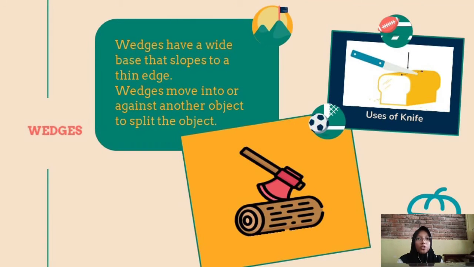And second is wedges. Wedges have a wide base that slopes to a thin edge, and the wedge is moved into or against another object to split the object. A downward force is applied to the thick end of the wedge, and the thin end increases the force and drives it sideways, cutting or splitting an object into parts. Examples of wedges are zip fasteners, axe blades, incisor teeth, and knives.